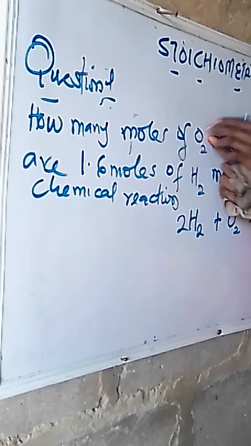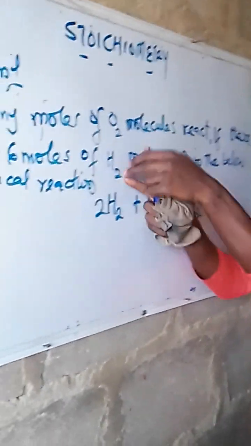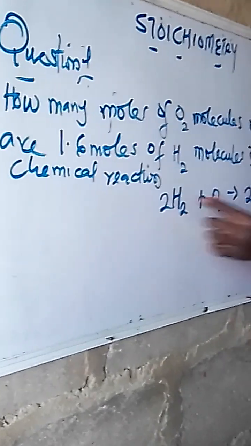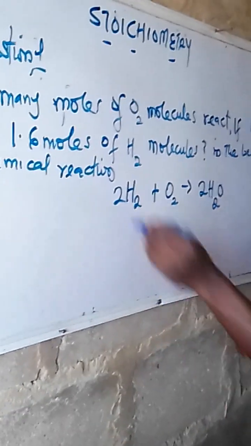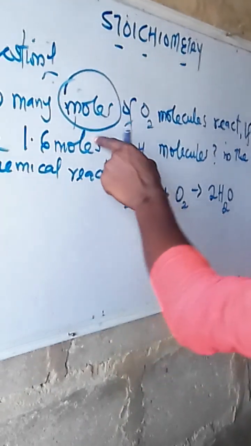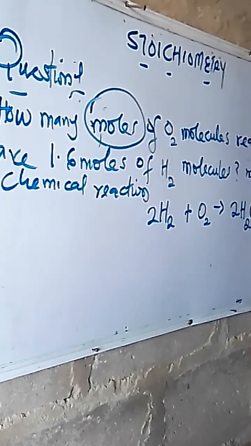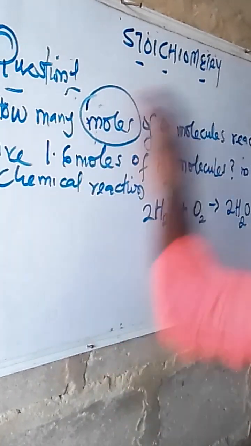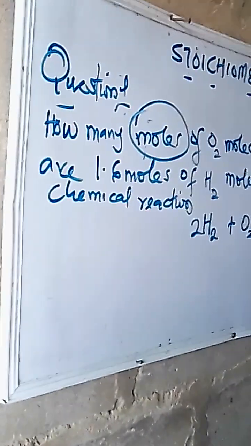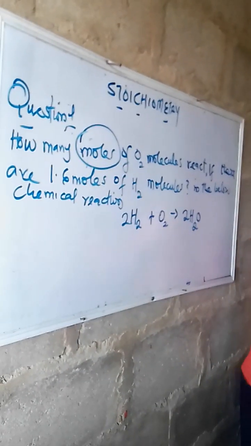That means O2 is reacting with H2 in the below chemical reaction. How many moles? What are we asked to solve? Moles. Are we together? The first step: how to solve that is by using mole ratio. How to get the moles in this particular question is by using mole ratio.